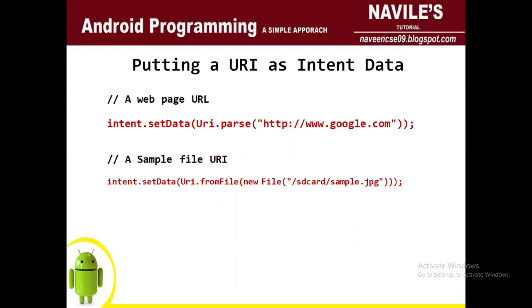So this is how we set the data using an intent. We use the setData method and parse the URL through the URI class, which is set and sent to the next activity. Similar to the URI, you can also pass the location of a file as information to the next activity through an intent. So this is how we move data from one intent to another.